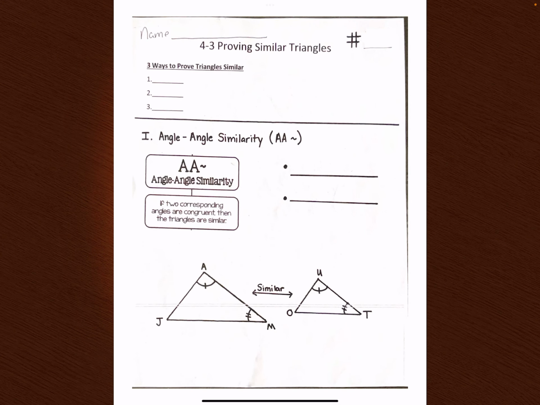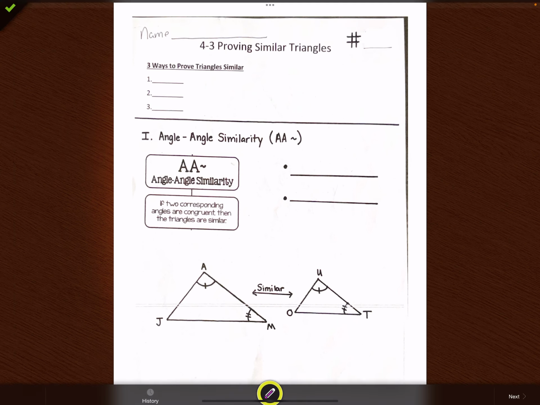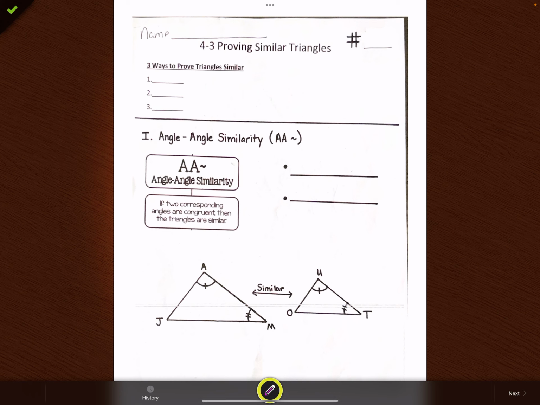Today we're going to talk about proving triangles similar. Last week we talked about proving triangles congruent. Today, same type of things we're going to look at, sides and angles, except there's a different process. Since we're not saying our triangles are congruent, we're saying our triangles are similar.